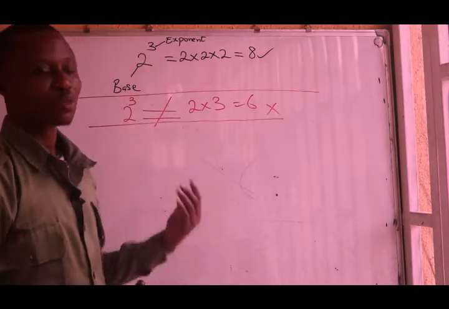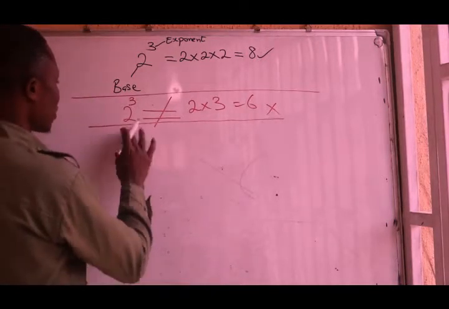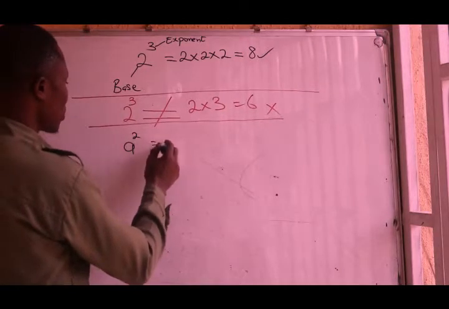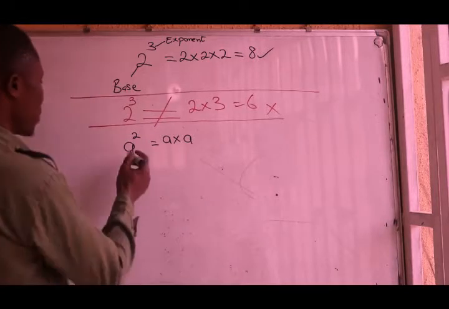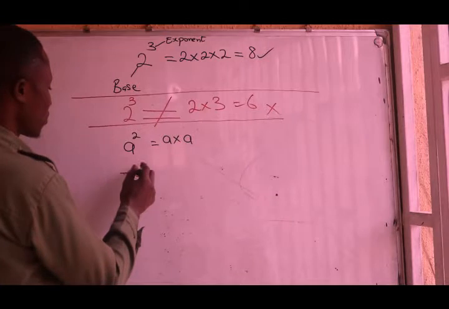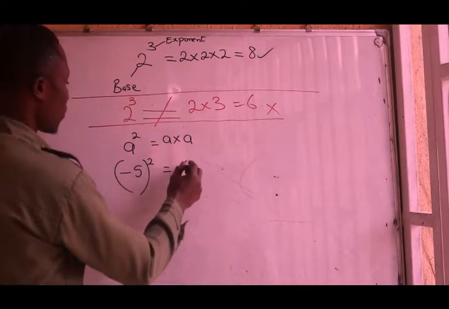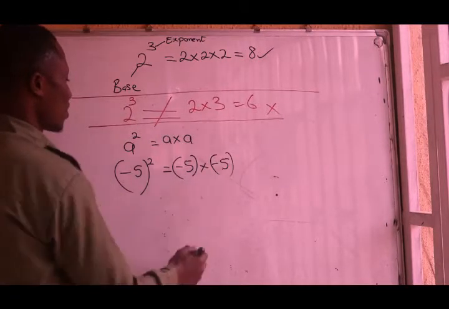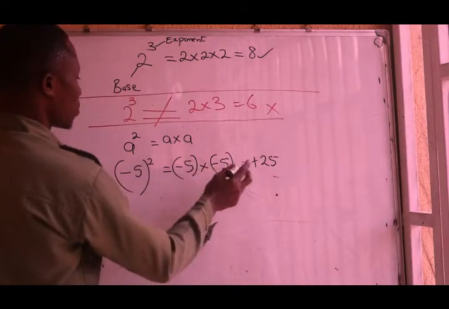Okay, now let's proceed. The base can be a letter, as in the case of algebra. a raised to the power of 2 is a times a. The base can be a negative whole number. This is minus 5 times minus 5, which is plus 25. Minus times minus is plus.